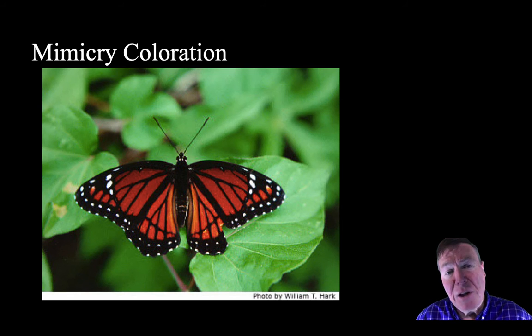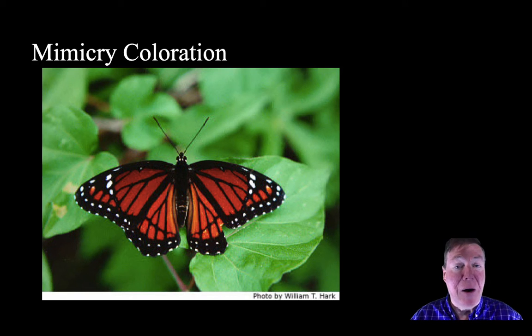So this is a Viceroy butterfly. It looks like the monarch butterfly. It's not poisonous. It doesn't have any of the toxins in its body. If the bird ate it, it would be fine. But it looks like the monarch. And it actually developed that way.